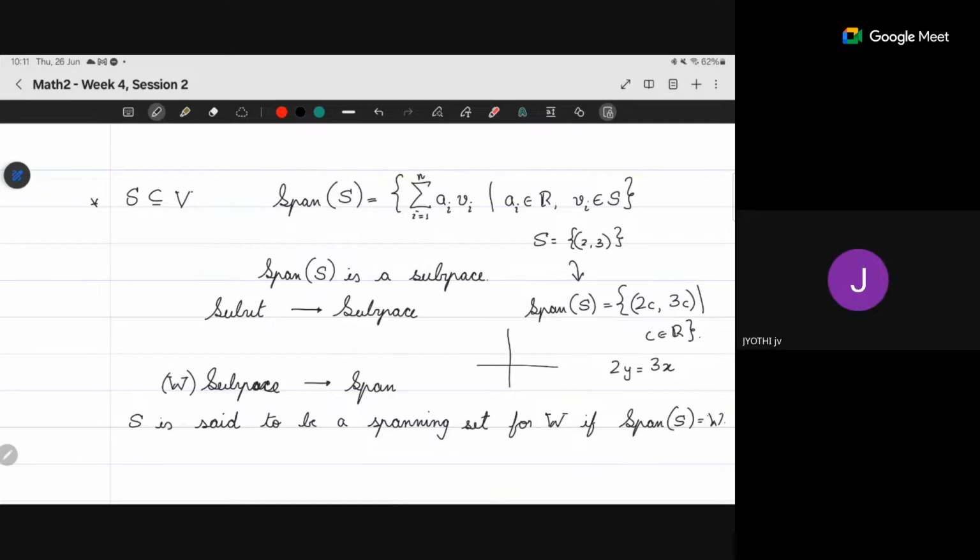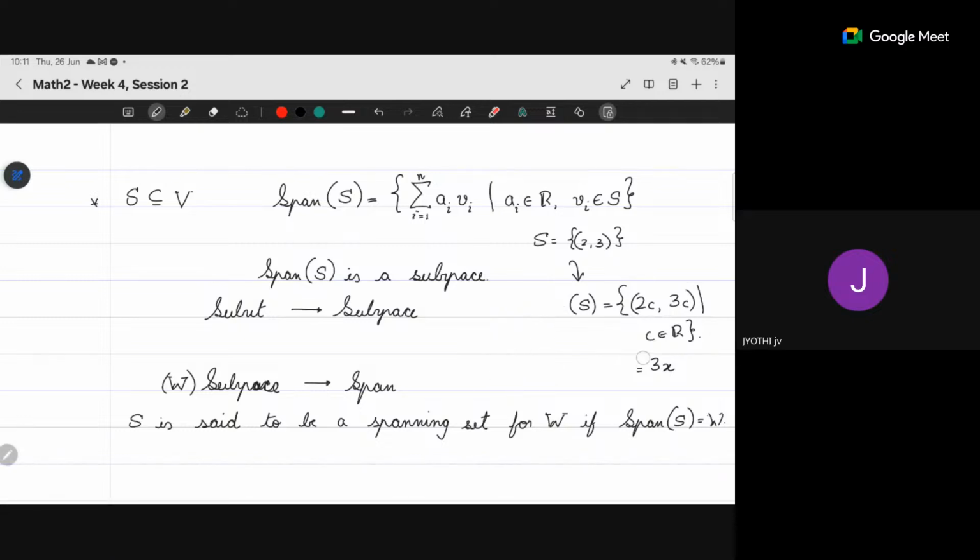Yes, it will be a line. It'll be a line through the origin. It will not be just any line. Similarly, if you have two elements in, let's say, R3, if you take all possible linear combinations, you'll get a plane and so on. So you can start out with finitely many elements and take all possible linear combinations.